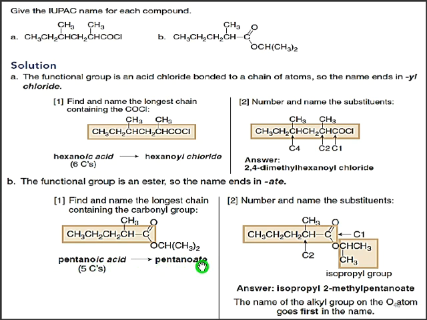Okay, pentanoate. And now we have to name the alkyl group bonded to the oxygen atom. This alkyl group is an isopropyl group. For this it will be isopropyl, and we have a substituent here on carbon number 2, don't forget that. It will be isopropyl 2-methyl pentanoate. Look at the -ate, it will be an ester.